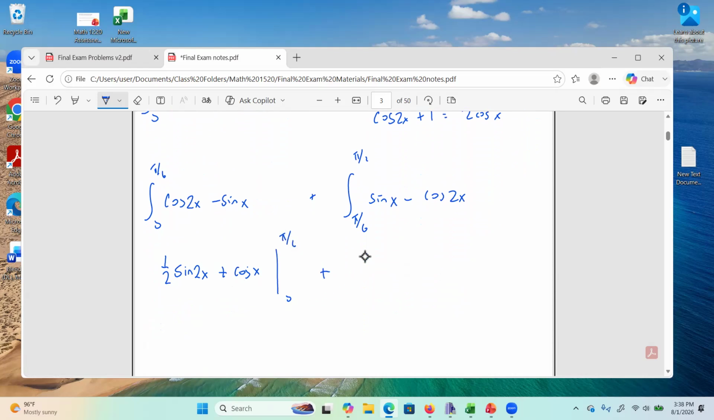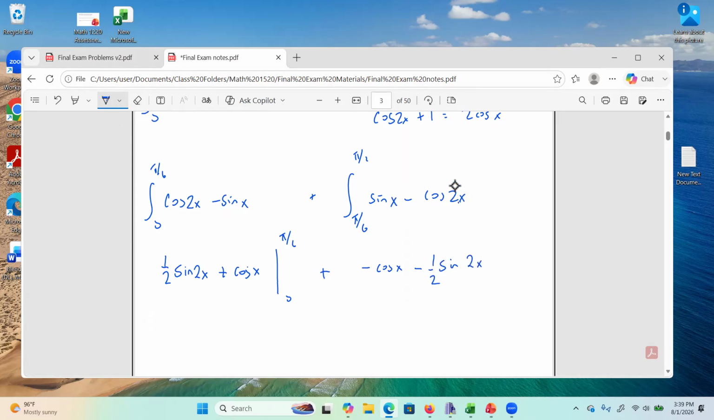Plus region number 2, and we're going to go from pi over 6 to pi over 2. Integrating this, we have negative cosine x, because the derivative of negative cosine is going to be a positive sine, minus 1/2 sine of 2x.